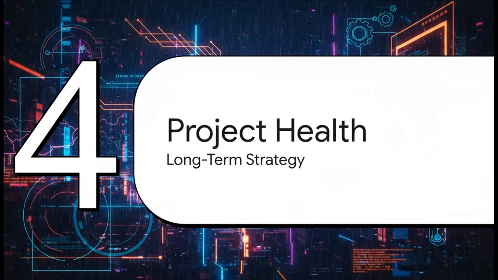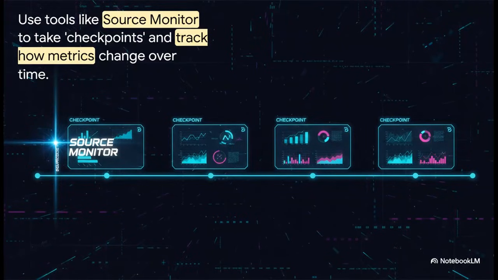So, we've covered finding bugs and taming debt. Now let's zoom out a bit and look at the long game, how all this adds up to a strategy for keeping your project healthy over time. The real key here is to go from doing a one-time analysis to doing continuous monitoring. Tools like Source Monitor let you take checkpoints or snapshots of your code's key metrics. This creates a baseline, a historical record of your project's health, kind of like a regular checkup at the doctor.